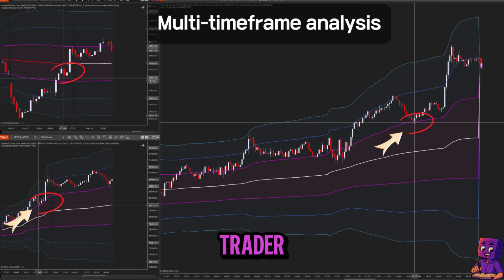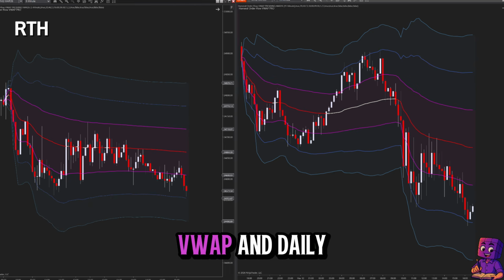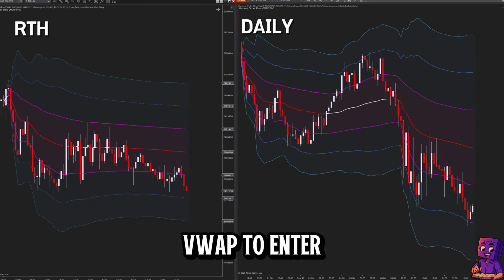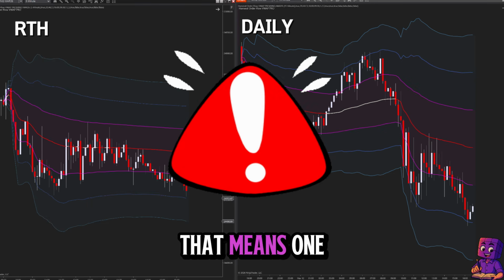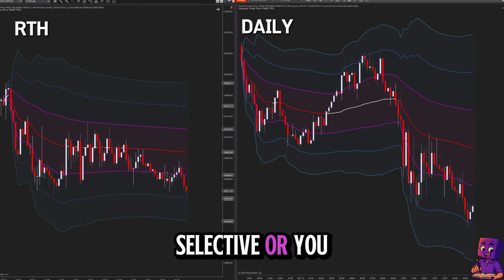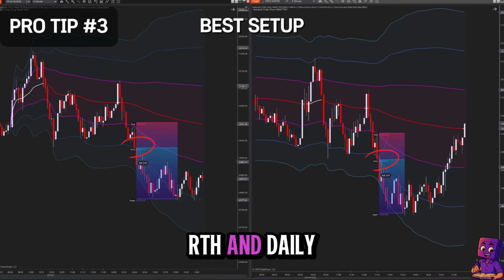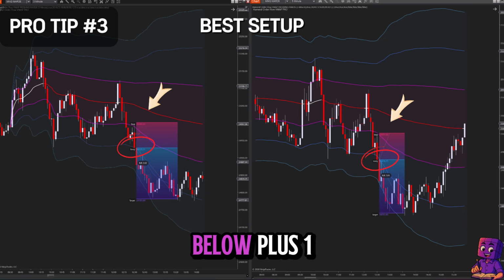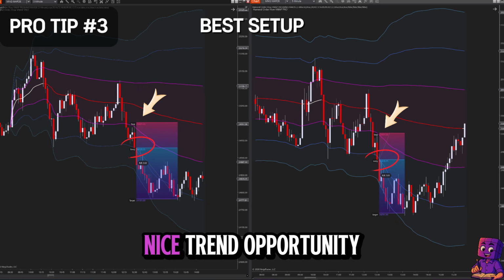And if you are an intraday trader, try to have a good reason from both RTH VWAP and daily VWAP to enter in a specific direction. When both are aligned, your probability improves. When they conflict, that means one is showing you a bullish context and one a bearish context, you become more selective, or you wait. Best setup: both RTH and daily VWAP charts are above or below +1 or -1 standard deviation. This is a nice trend opportunity.